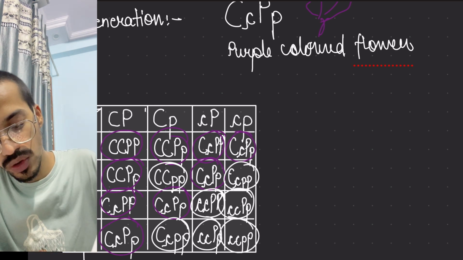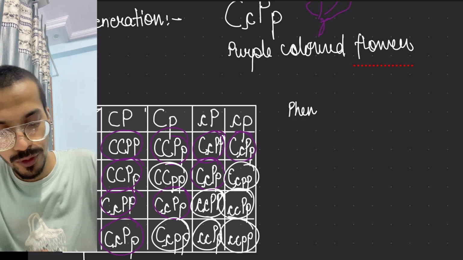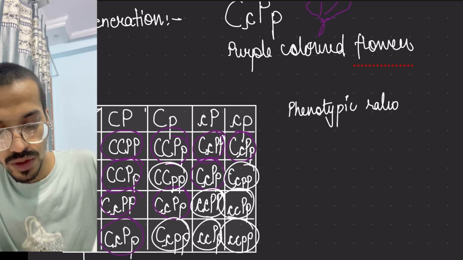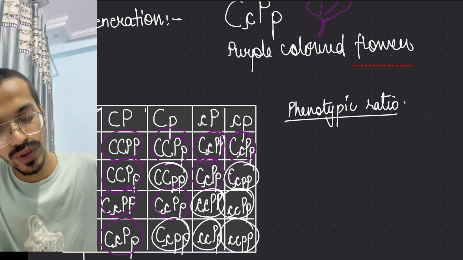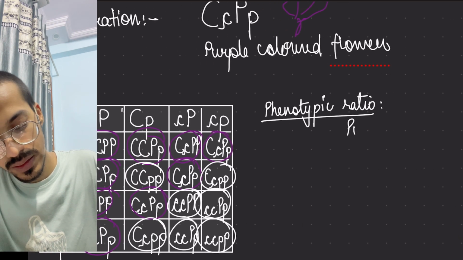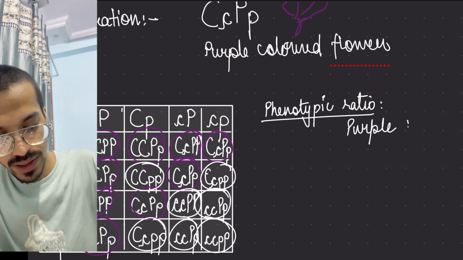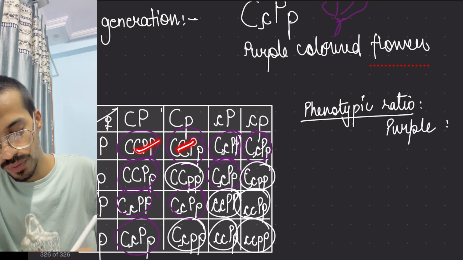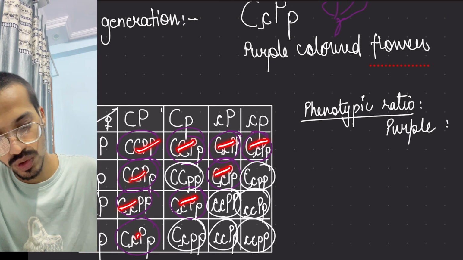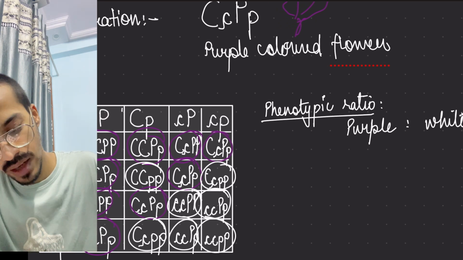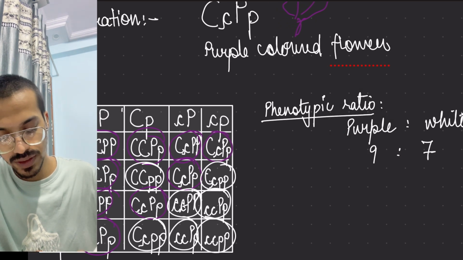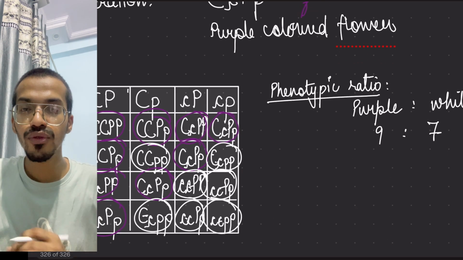How many, like the phenotypic ratio. In the phenotypic ratio, what are the colors? We have purple and white. So how many purple are present? Let's see that. 1 2 3 4 5 6 7 8 9. So 9 are purple, and the remaining 7 would be white. 1 2 3 4 5 6 7. Okay, so this is the phenotypic ratio.